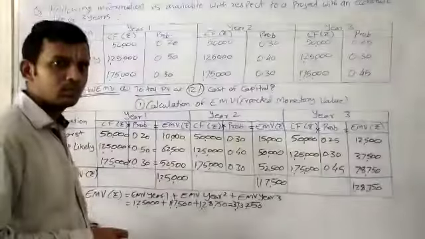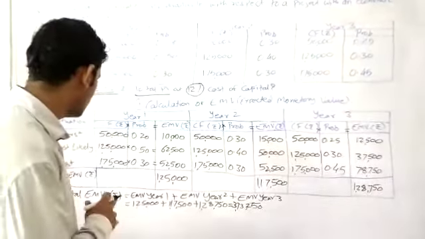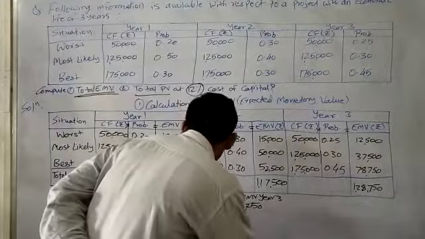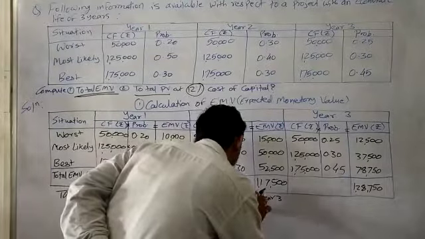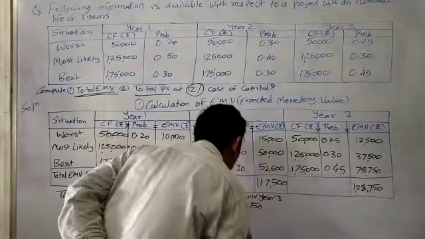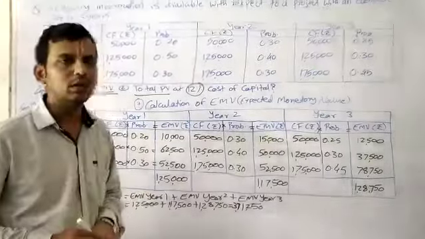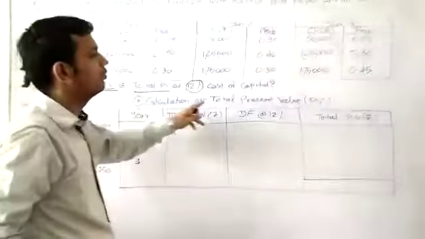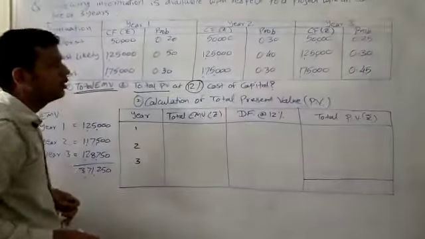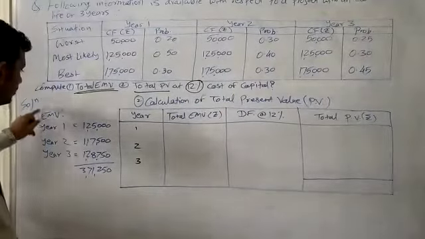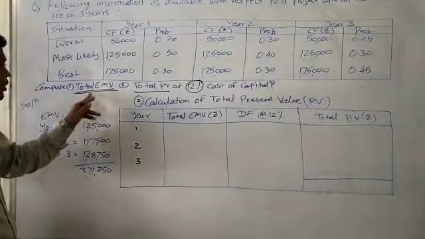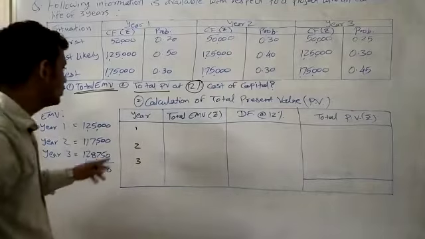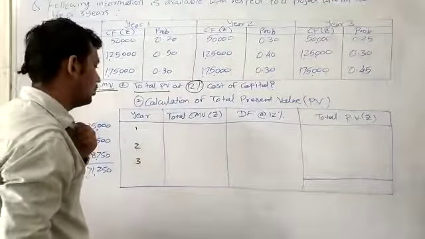Now let us check the total once more. 1,25,000 plus 1,17,500 plus 1,28,750. Sorry, my mistake. It is 3,71,250 for all the 3 years. Now we will start with the calculation of total present value at the rate of 12%. I have written the EMV for the 3 years. The total EMV, the answer to the first part of the question, was 3,71,250. Now we will calculate total PV.